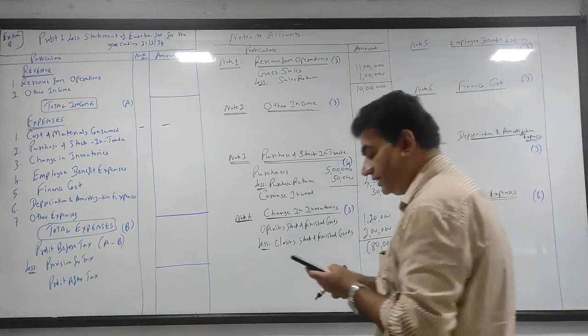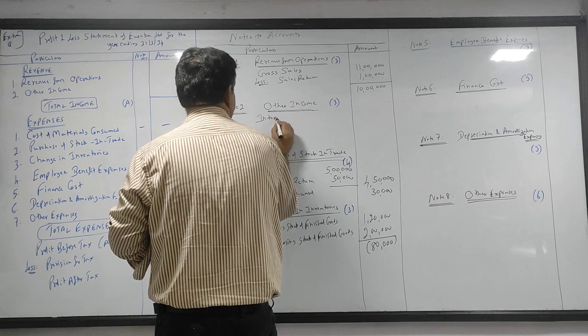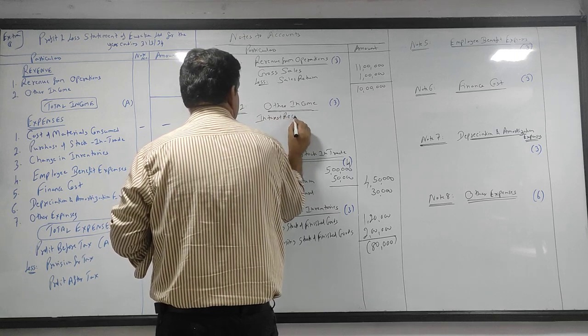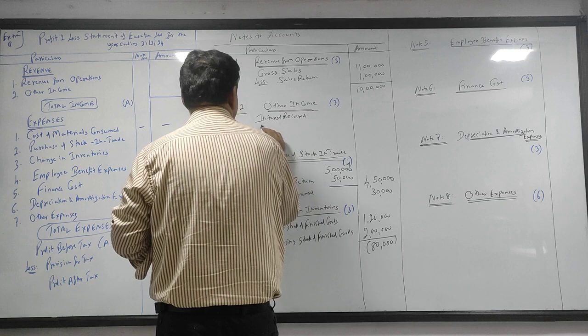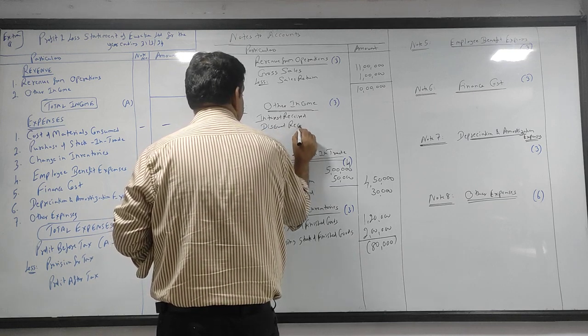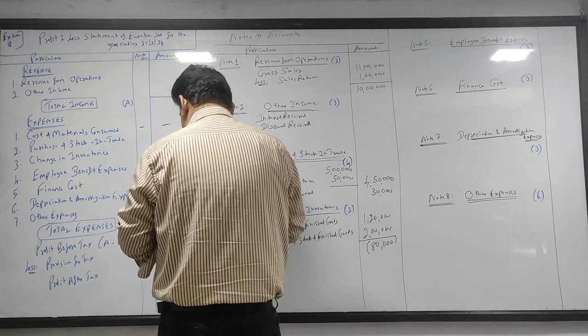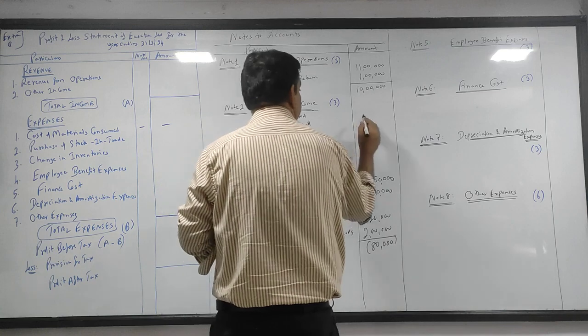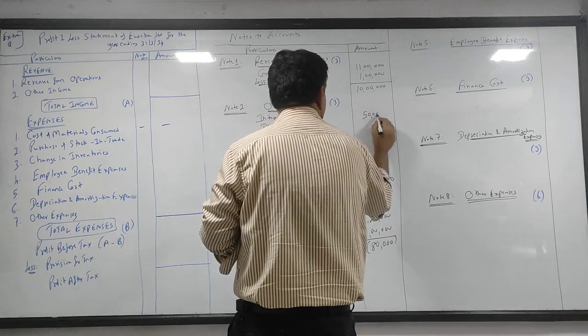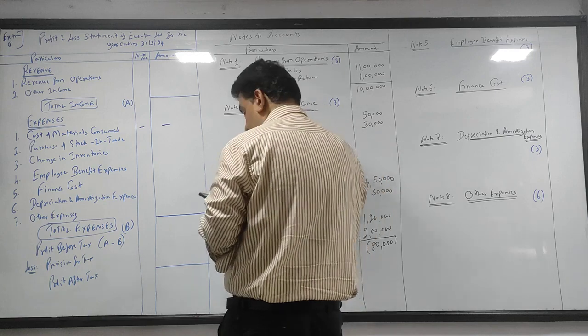Next, interest received, discount received. We discussed. You all have written other income. So come here. Interest received, discount received. देखो कितना है interest received? 50,000. Discount received 30,000.